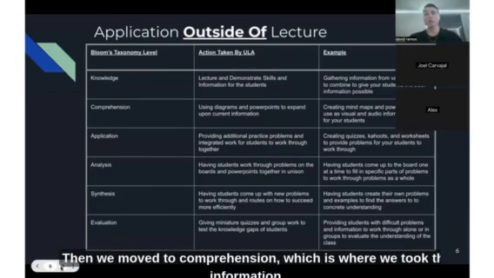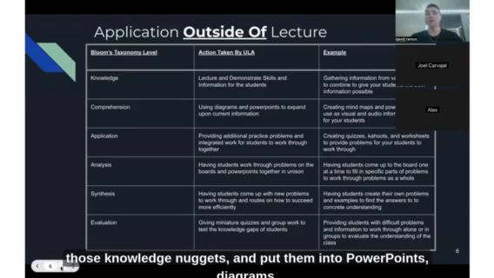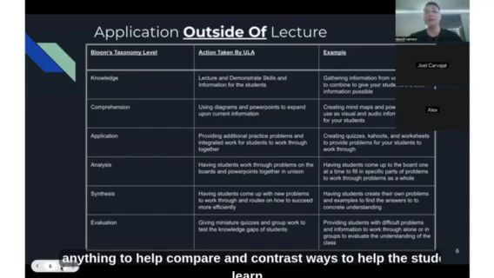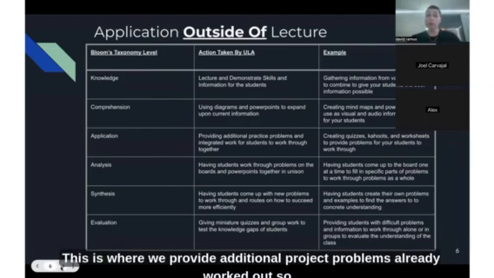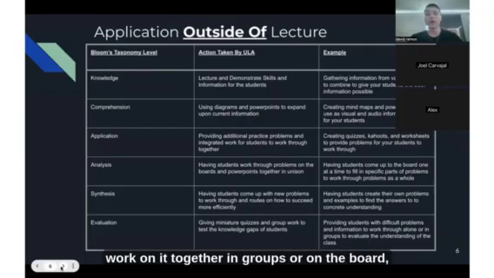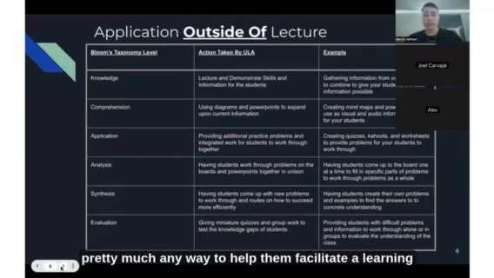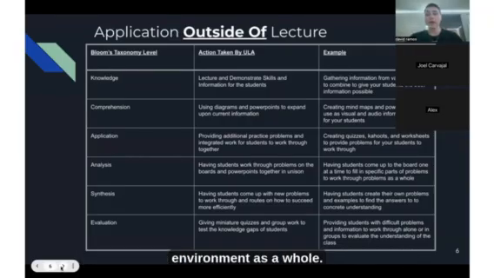Then we moved to comprehension, which is where we took that information, those knowledge nuggets, and put them into PowerPoints, diagrams, anything to help compare and contrast, ways to help the students learn better. And then we move to application. This is where we provide additional practice problems already worked out so the students can follow along, work on it together in groups or on the board, pretty much any way to help them facilitate a learning environment as a whole.